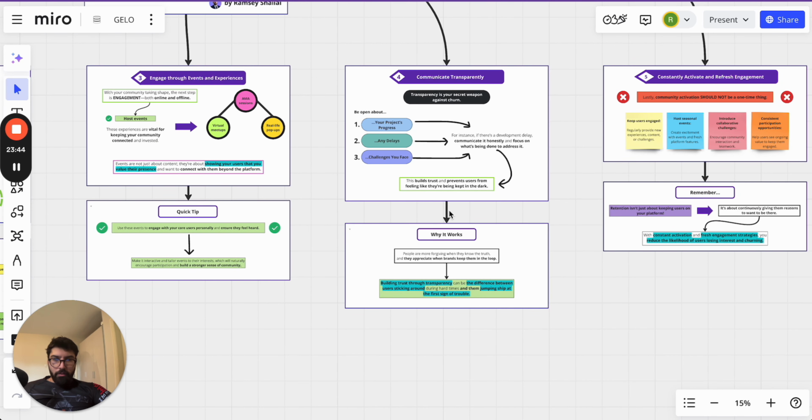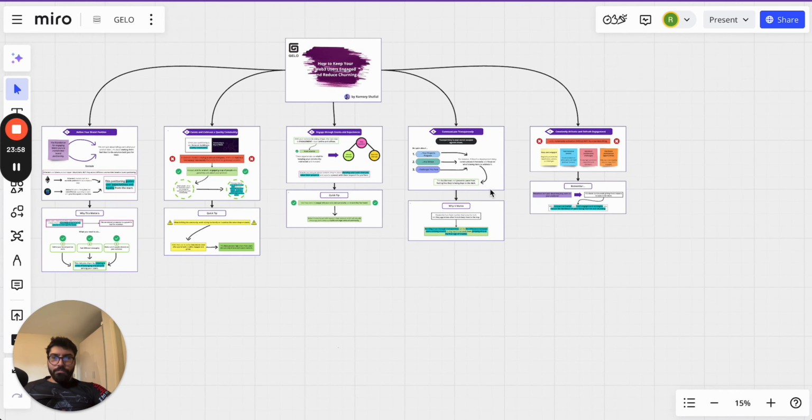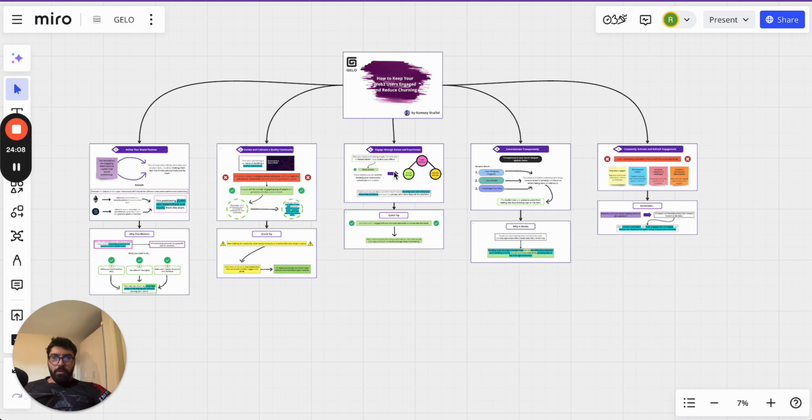Be transparent because that builds trust. And always find refreshing and engagement opportunities and constant activation for the community to always have them feel like there's something to do and there's no stagnation. So overall, these are the 5 most important things for reducing churn and driving engagement within your Web3 community.